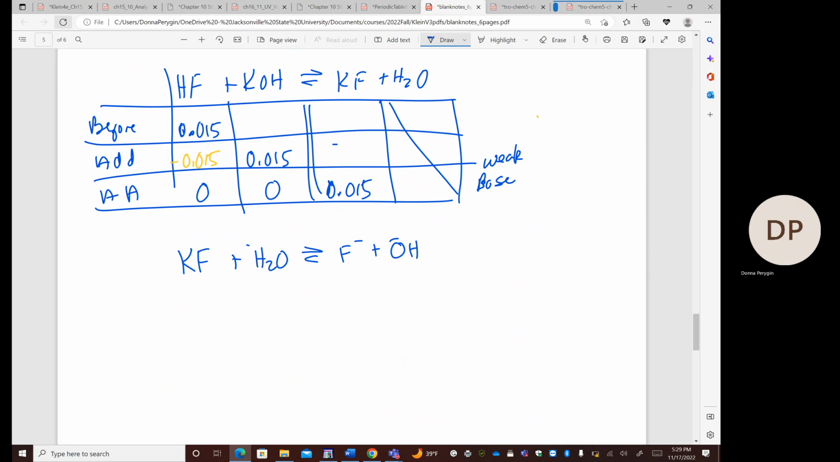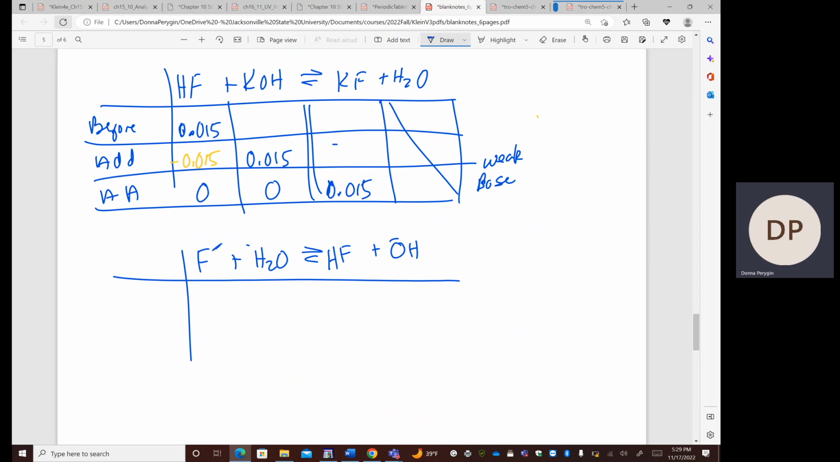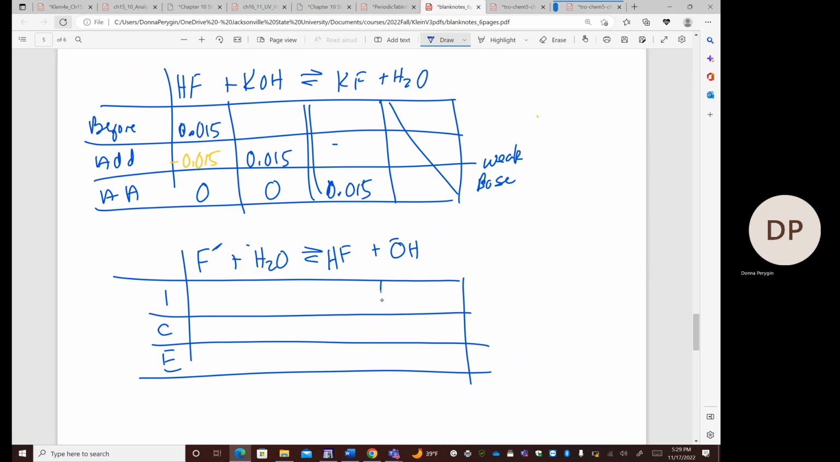Because the KF, it will actually form HF. I probably should write HF. So it's the fluoride that is reacting with water. I'm sorry, I got that wrong. The fluoride is reacting with water to give us HF plus hydroxide. I'm sorry. So now we can draw an ice table here.